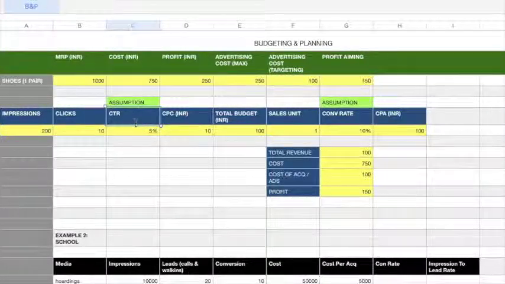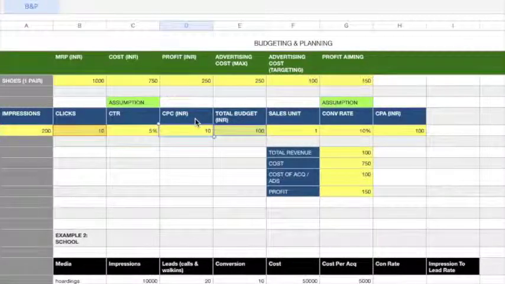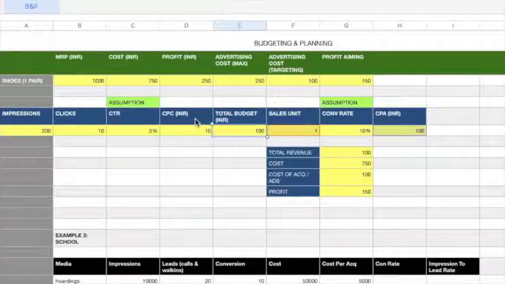CTR is click through rate, which means out of 100 times an ad was shown, how many times people clicked on it. So that's the CTR. CPC is cost per click. How much money are we paying per click? And the media could be Google AdWords, Facebook, or display advertising somewhere. CPC is a standard form of costing. And then we have the total budget that we are spending, which will be derived based on the number of total clicks multiplied by the cost per click. That is one way of deriving the budget.